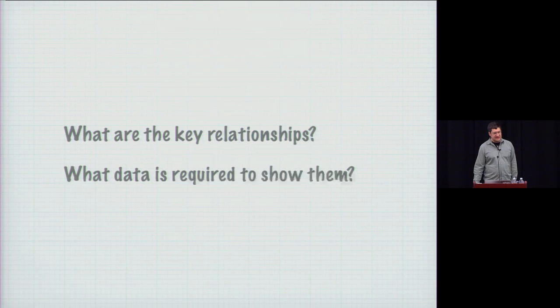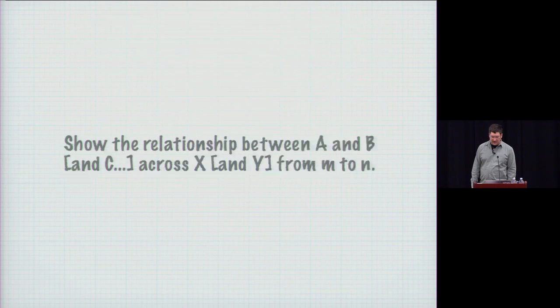Once you've identified what you think the key relationships are, what's the data that you need to represent those from the set, right? Because you've got a lot of data, and you're going to pick a smaller fraction of it to represent visually. What's required for that? And then here's an example statement, right? Show the relationship between A and B, potentially expanding to C, across X or across X and Y from M to N. So you've got some data, you've got some boundaries, you've got some relationships.